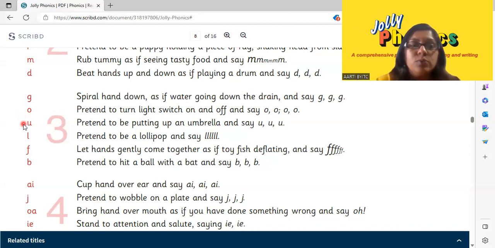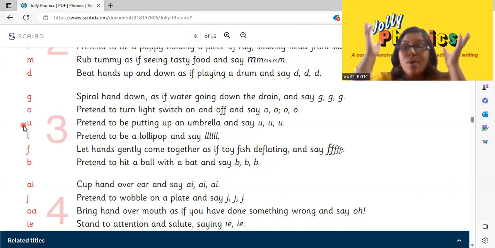Now, letter U. Pretend to be putting up an umbrella. Very interesting. Okay. So, up, up, up go umbrellas. Up, up go umbrella. Up, up, up go umbrella when it starts to rain. So, this is the sound of letter U.